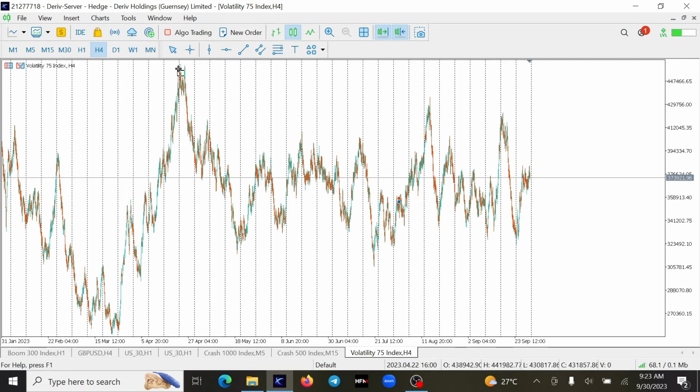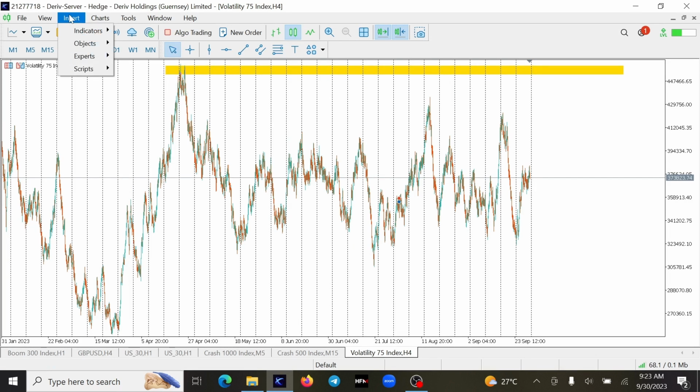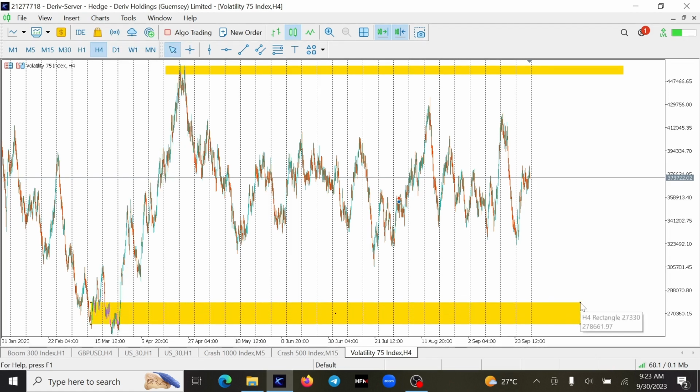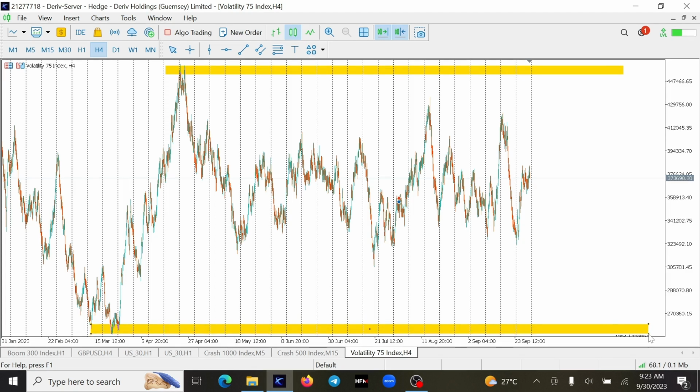This is a resistance. Can you see this? The up one is a resistance, like the ceiling. The one on top, the one high, is a resistance, and then the one below, this one, is a support. Support simply means something that is obstructing the market from coming down. So when price gets to this down zone here, there's going to be a reaction, because at this level we want to prevent the price from breaking it downward.